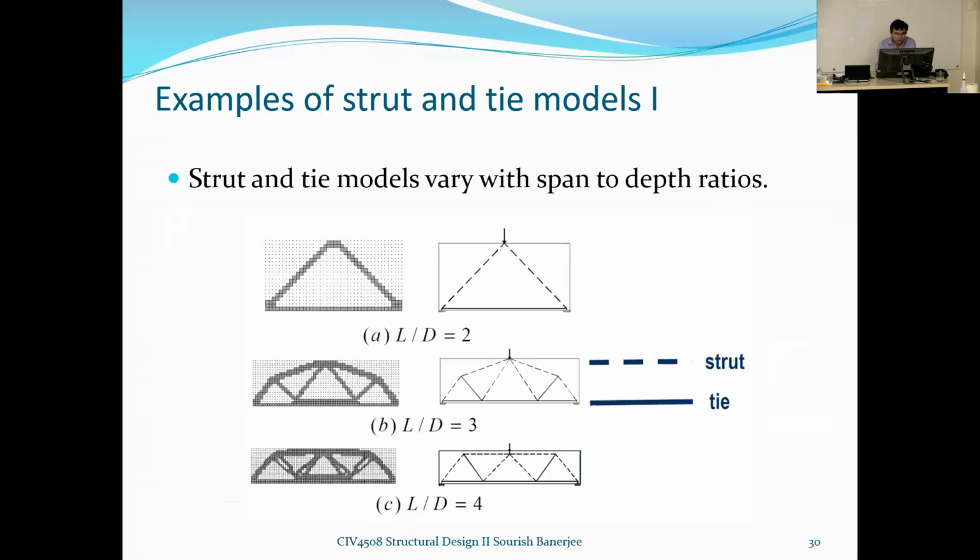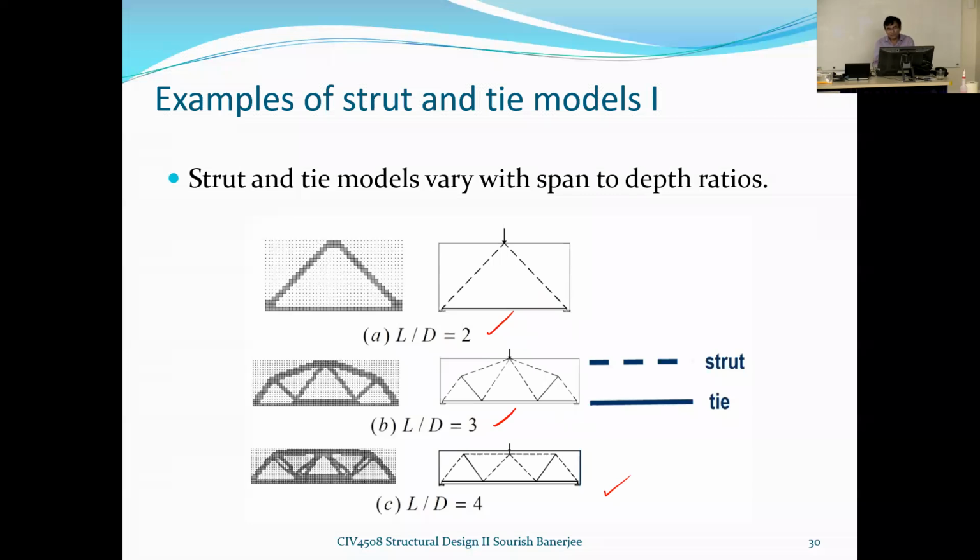Now, Strut and tie models vary with span to depth ratios. For example, you see this one when L over D is 2. This is a very direct load path. As the L over D ratio increases, you can see that there are a number of members. So yes, the load path is there, but a number of members appeared. When L over D equals 4, it actually looks like a very nice, proper truss, isn't it?